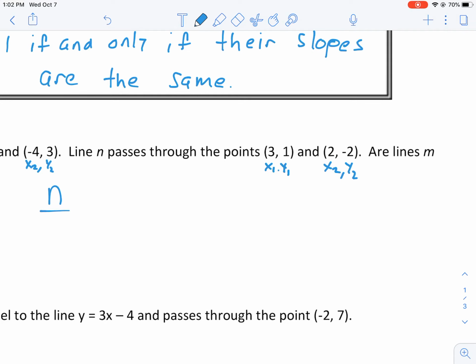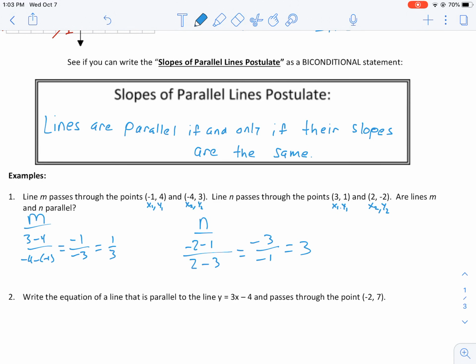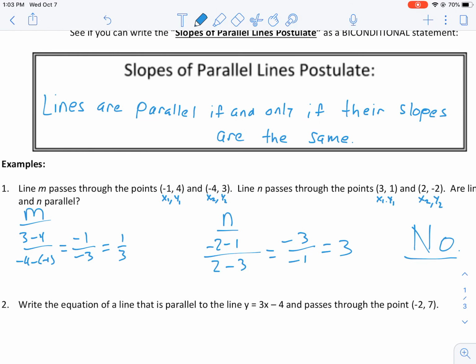So we've got Y2, -2, minus 1. And then X2 is 2, X1 is 3. So 2 minus 3. We've got -2 minus 1, that's -3. 2 minus 3, that's -1. So this equals 3. So are they parallel? No, they are not parallel, all right, because this one's 1/3 and that one's 3. So it's close, but it's actually the reciprocals of each other. So that's not parallel. So this one would be no.